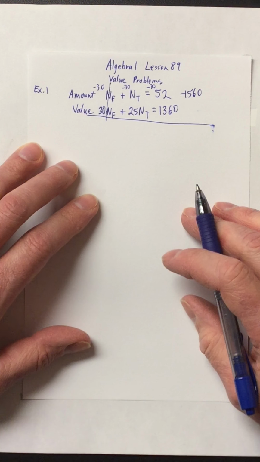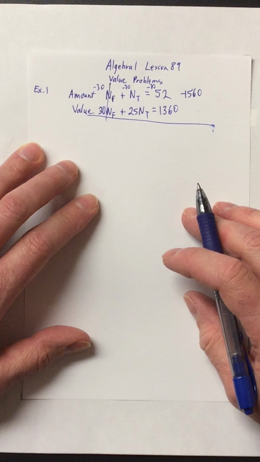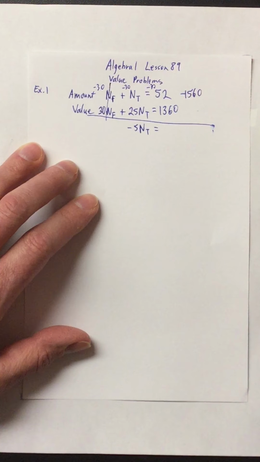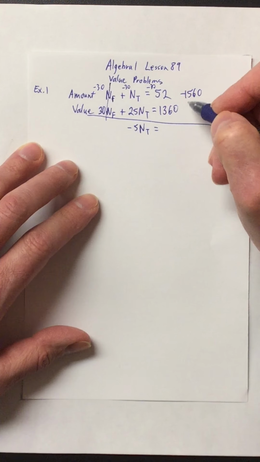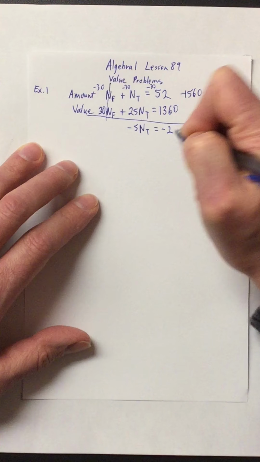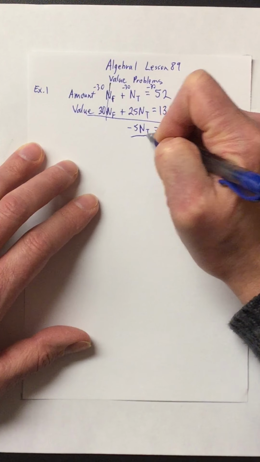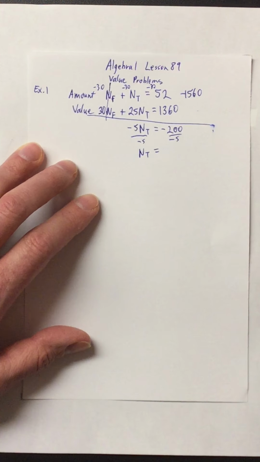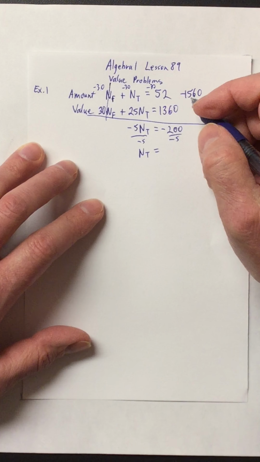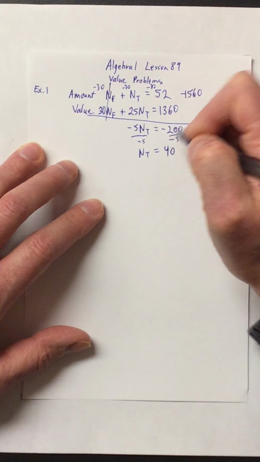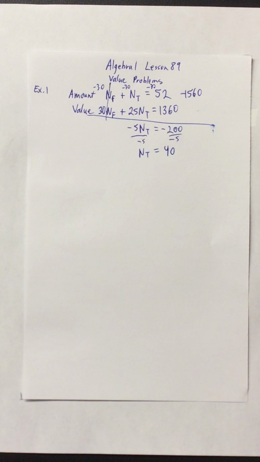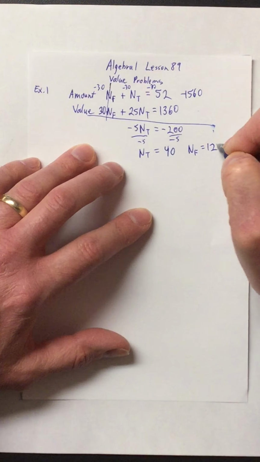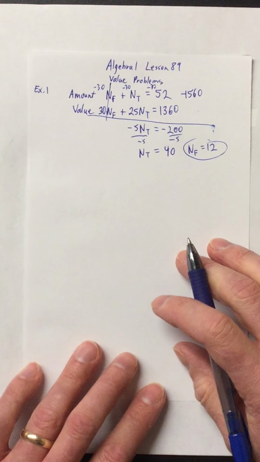Okay, so if I add these now, my number of first class passengers actually cancels. When I add these, I get negative 5 for tourist class is equal to, and then when I subtract these two, I get negative 200 left over. Going to get my variable by itself, so divide both sides by a negative 5. So the number of tourist passengers is 200 divided by 5, which is 40. So if there's 40 tourist passengers, then there's going to be 12 for first class.